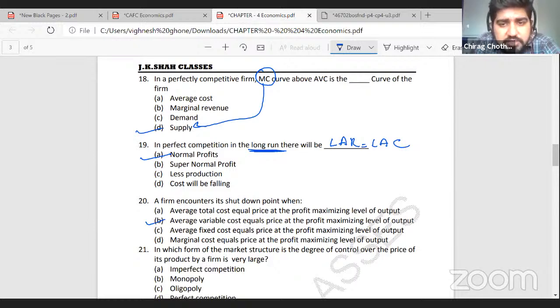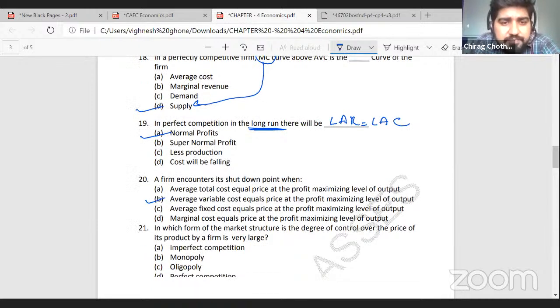Average fixed cost equals price? No. When we talk about average fixed cost being equal to price, never. Marginal cost equal to price is at the profit maximizing level of output. It doesn't determine a shutdown point, right? So the correct option would be B.